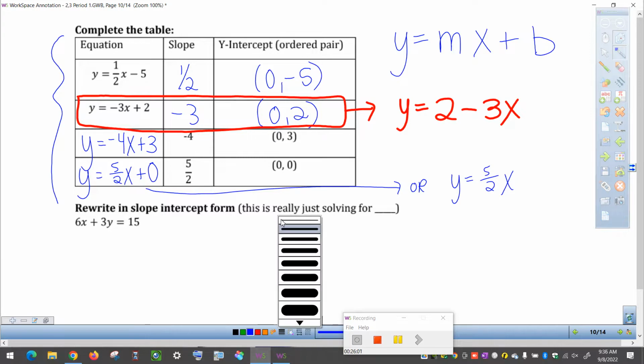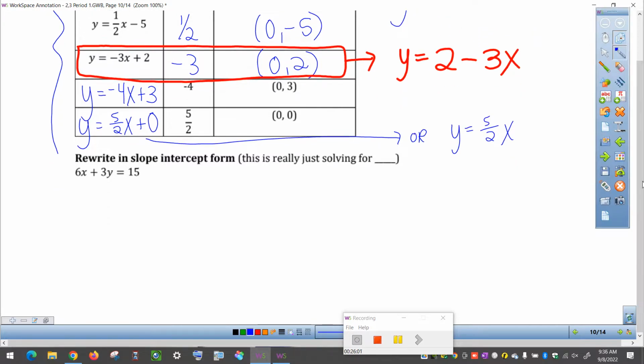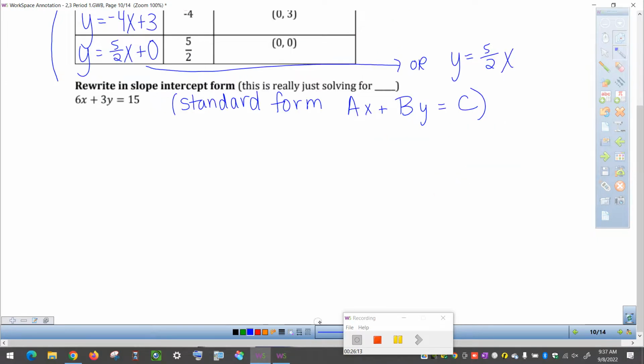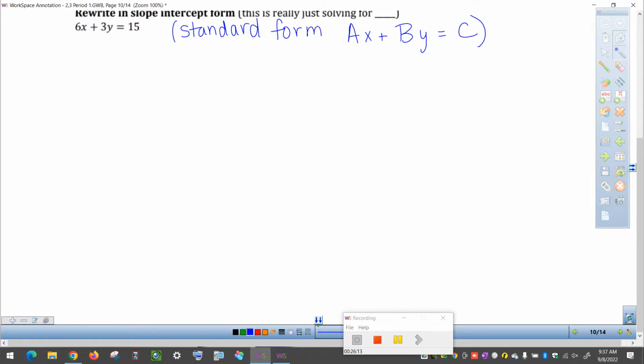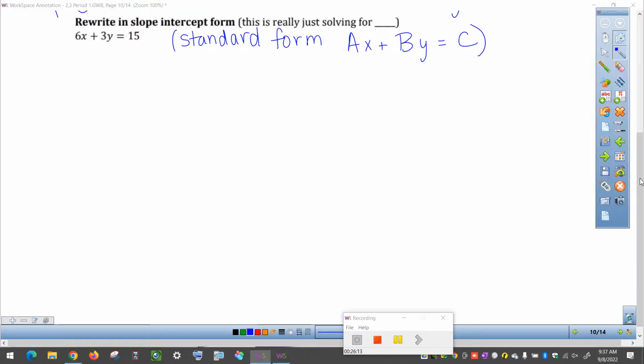All right, let's take a look now at the next problem. So this is actually a different type of format. I'm going to have you write this off to the side. The way that it's given to us is called standard form. And standard form looks like this. The x and the y are together on the same side, and the number in front of x, we'll just call that a, the number in front of y, we'll just call that b, so those just represent numbers. C represents a different number on the other side. So that's kind of what we have here.